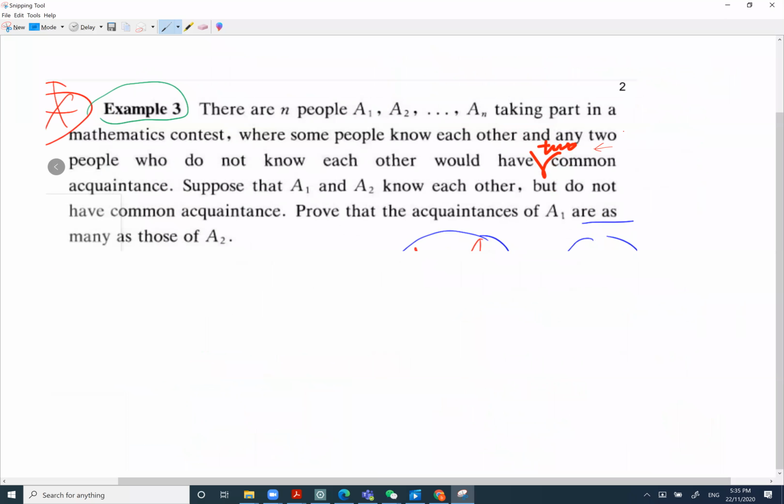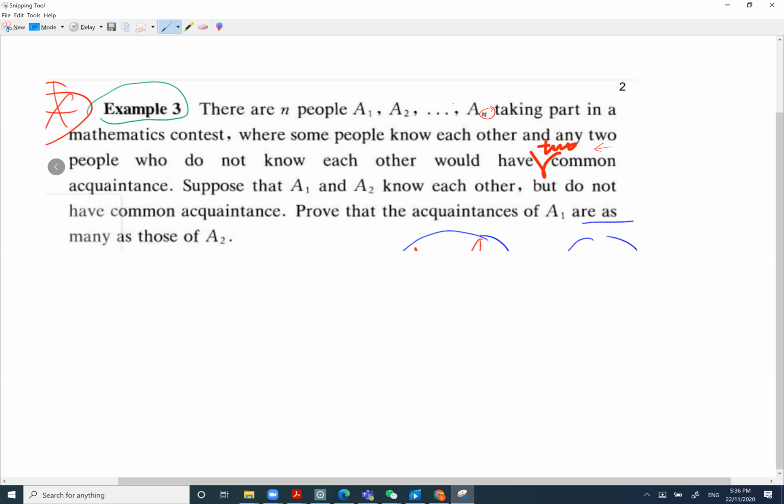If you feel this is annoying, you can just use several. For example, just N1 to N5. Any way, just for example. If they know each other, if they don't know each other, there are 2 common friends. So prove the friends of A1 are as many as friends of A2.